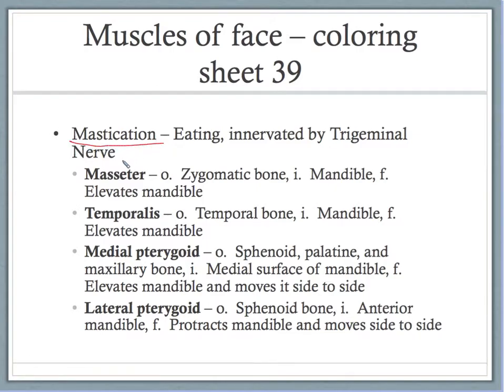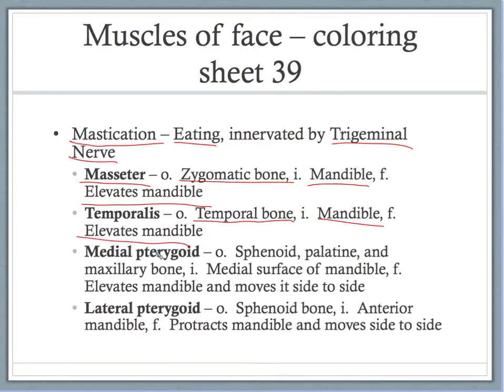Now we're going to talk mastication. So this is eating. And these are innervated by what's known as the trigeminal nerve, which again we're going to talk about later. But you have a couple of muscles of mastication. One is the masseter. And the masseter originates at your zygomatic bone, inserts at your mandible. So originates near your cheek, inserts on your mandible, functions to close your jaw, elevates the mandible. Your temporalis originates at your temporal bone, inserts on the mandible, again functions to close your jaw, elevate the mandible.